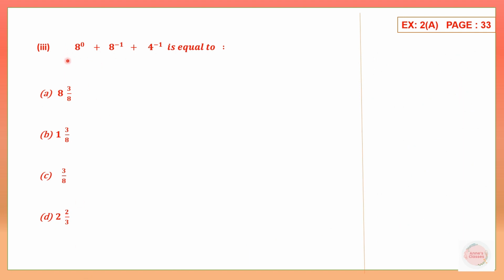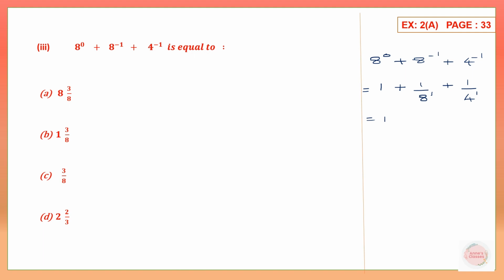Question 3. 8 to the power of 0 plus 8 to the power of minus 1 plus 4 to the power of minus 1 is equal to one of these options. So let's write that down. Now any number raised to the power of 0 is 1. Now let's make 8 to the power of minus 1 a positive power, so it becomes 1 by 8 to the power of 1. That's positive. Similarly here, 4 to the power of minus 1 is 1 by 4 to the power of 1.